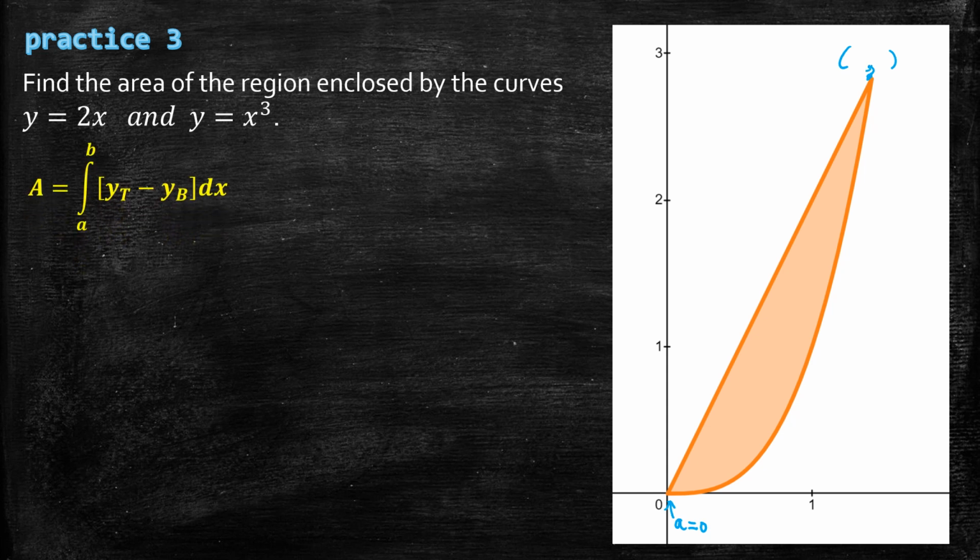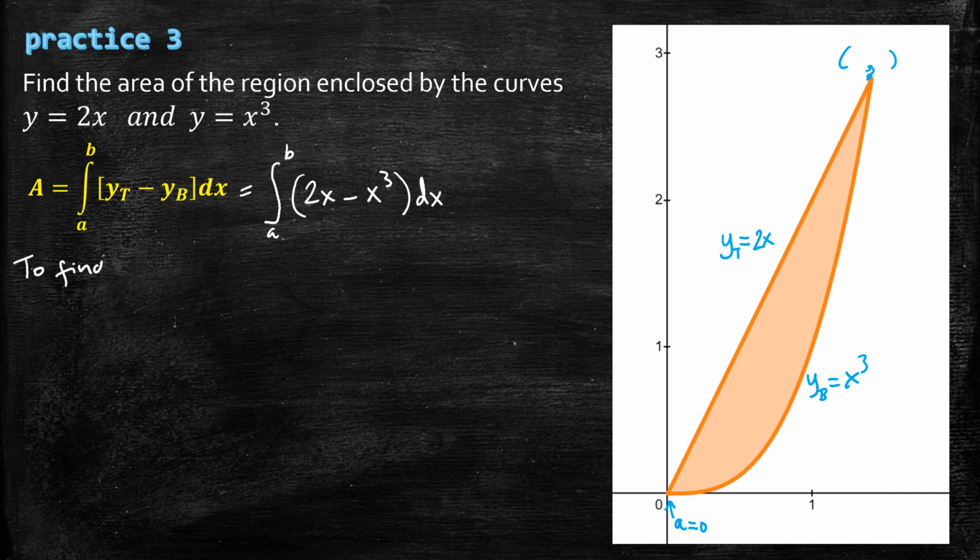Okay, so let's pull up the formula from before, and let's see what we do know. First of all, we have to establish that we don't know what a and b are yet, but we do know that yt, the top function, is the linear one, so this is 2x, and the bottom function is x cubed. So if we assemble it together, we'd have the integral of 2x minus x cubed with respect to x, dx. And now we have to find a and b.